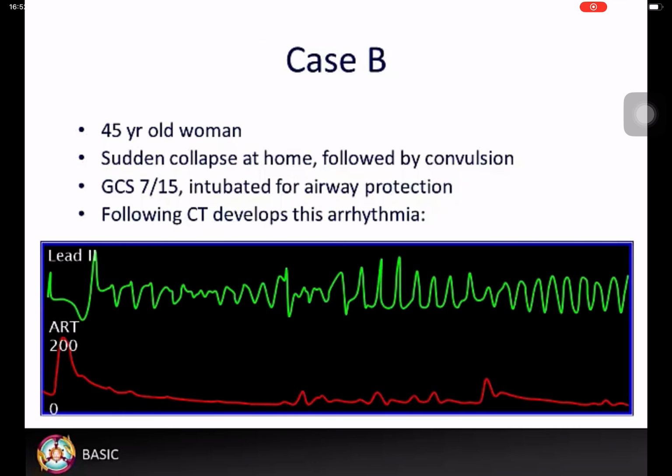The second case is a 45-year-old woman who collapsed at home and then had a fit. Her GCS is 7/15 on arrival in hospital, and she's intubated for airway protection. Following a CT brain, she develops this arrhythmia. The rhythm strip, shown in green, reveals a broad complex tachycardia with an alternating axis, characteristic of torsade de pointes, and an arterial trace, in red, shows that she is essentially pulseless.